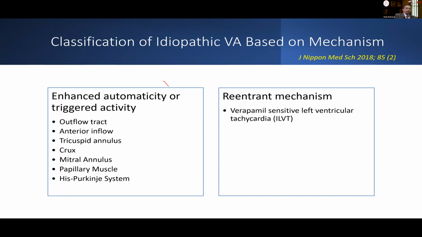This left side is basically caused by the enhanced automaticity or triggered activity, while the only re-entrant mechanism in idiopathic VT that is known is verapamil-sensitive ILVT, or idiopathic left ventricular tachycardia.